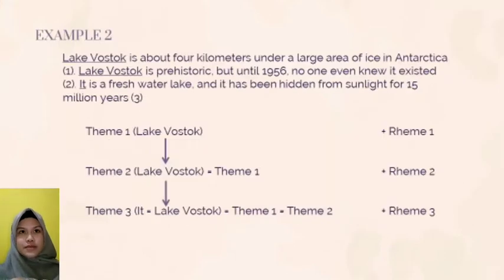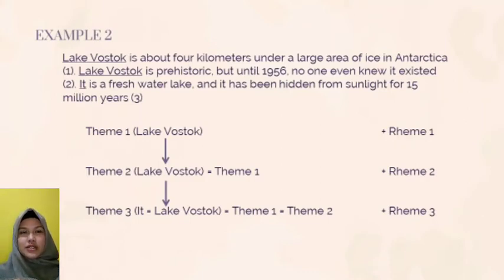Let's see the example. Lake Vostok is about 4 kilometers under a large area of ice in Antarctica. Lake Vostok is prehistoric, but until 1956, no one even knew it existed. It is a freshwater lake, and it has been hidden from sunlight for 15 million years. You can see the first clause, Lake Vostok is about 4 kilometers under a large area of ice in Antarctica. It consists of the theme, that is Lake Vostok, and the rheme.